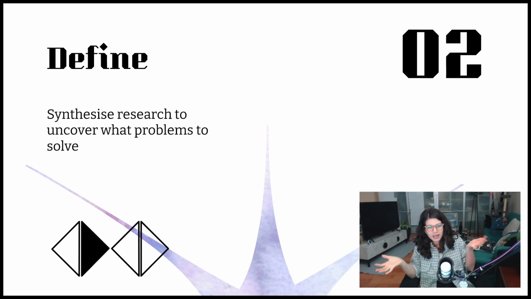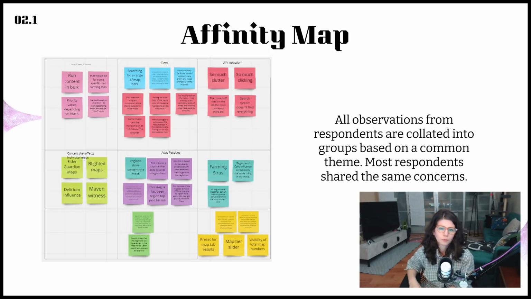And speaking of further parts of that process, we're on to the second part of the double diamond, and that's called define. So that's when you take all of the research and you try to drill it down into the most important bits. A really useful part of that is called affinity mapping.